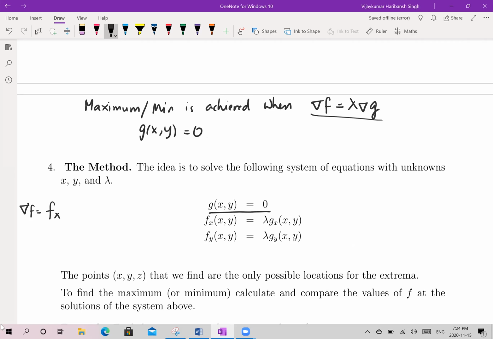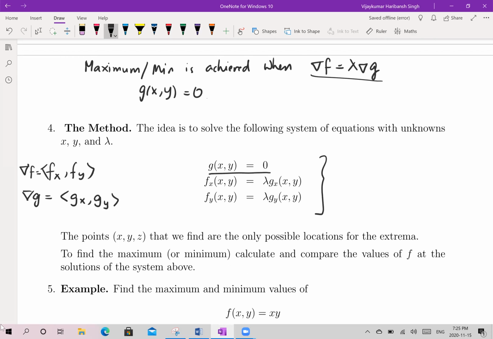So grad f is (fx, fy) and grad g equals (gx, gy). When grad f equals lambda grad g, this means that fx should be lambda gx and fy should be lambda gy. The points which satisfy these three equations together are your possible locations for extrema, all right? And then you compare to get the maximum or minimum.